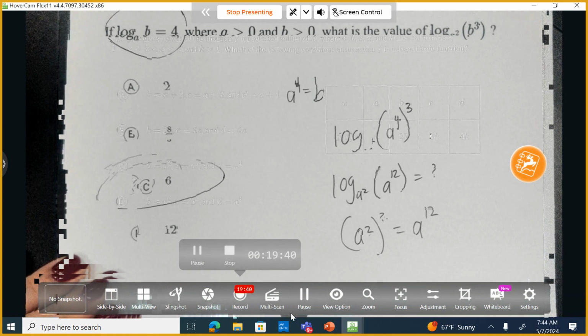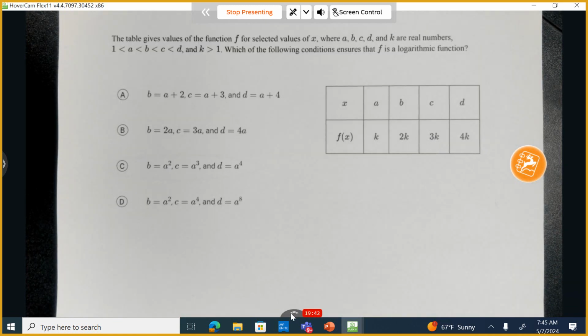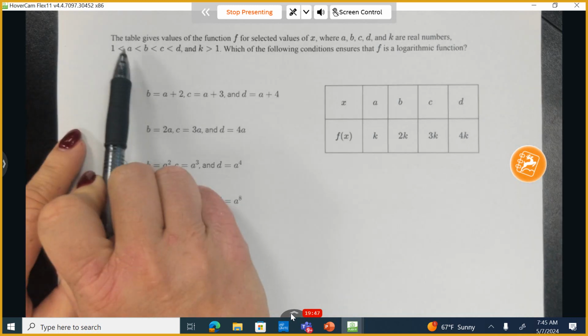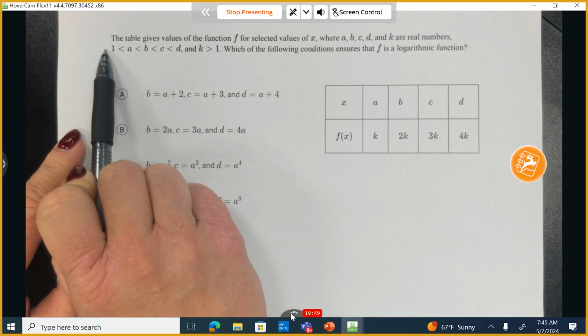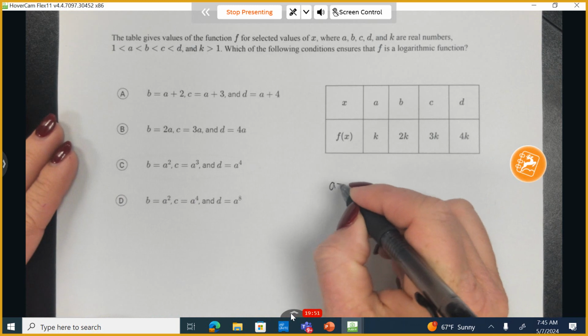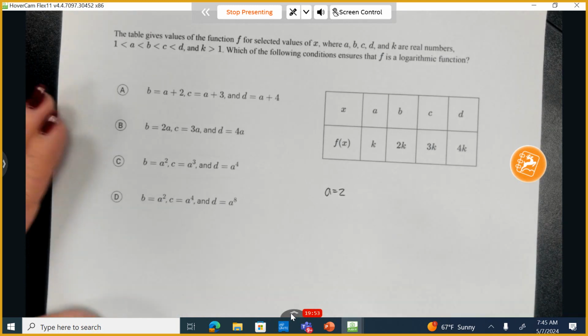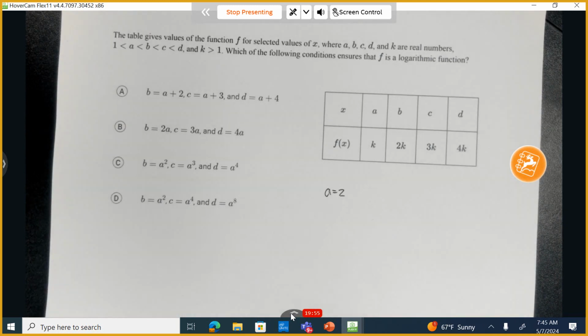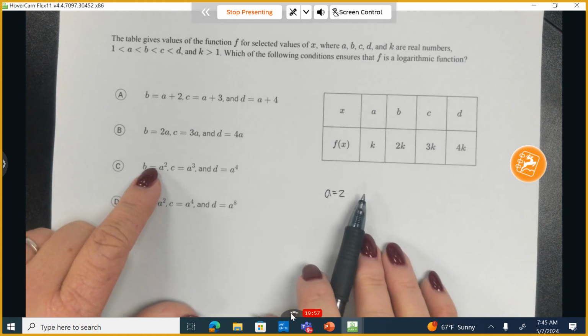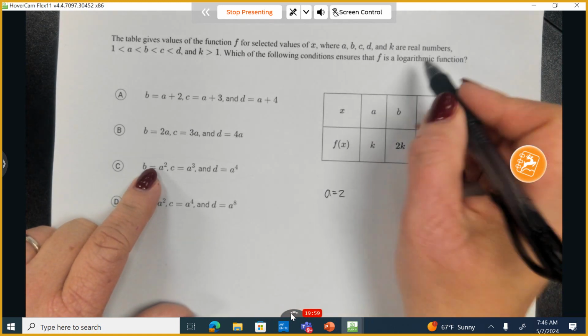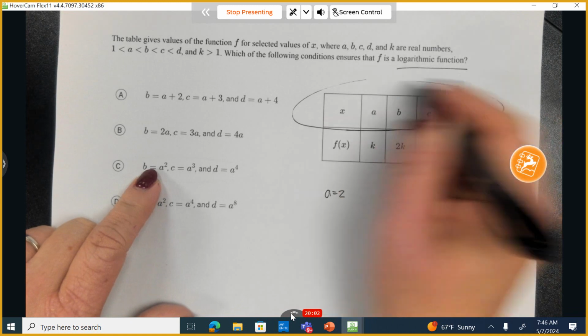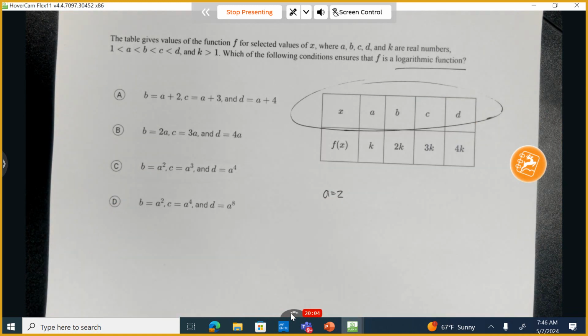You're going to see a lot of number sense problems like this on the ACT. I always believe that it's easiest to choose a number. What does a have to be greater than? 1. So let's write down a equals 2. Let's just try a equals 2. So if this was the case, we know here that it's going to be logarithmic. What do we know about the x values? Anybody? What do we know about the x values? They have to be multiplied.